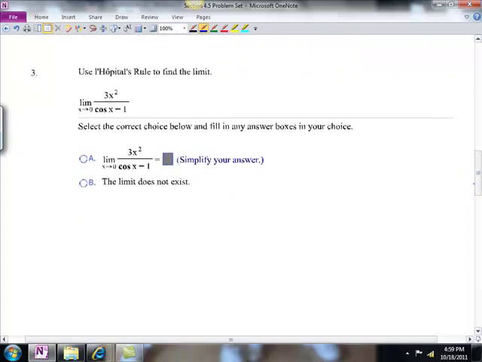All right, let's try number 3. If we let x be 0, cosine of 0 is 1, 1 minus 1 is 0, so we cannot take the limit as it is. So let's do this. F of x is 3x squared.